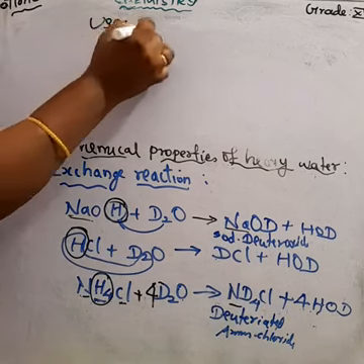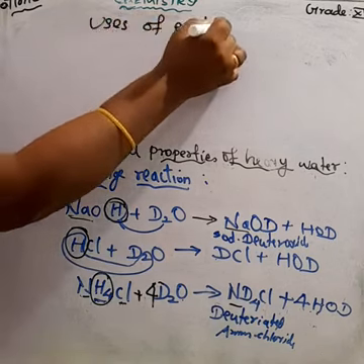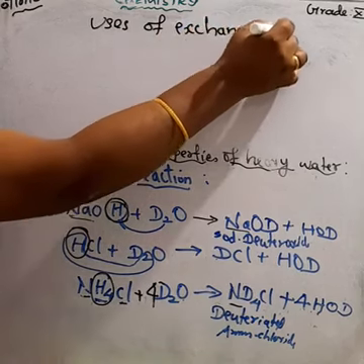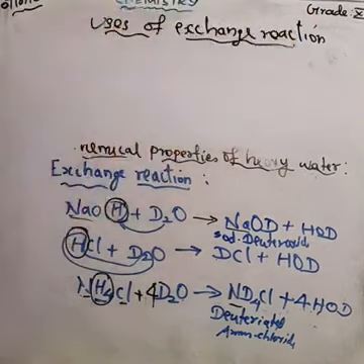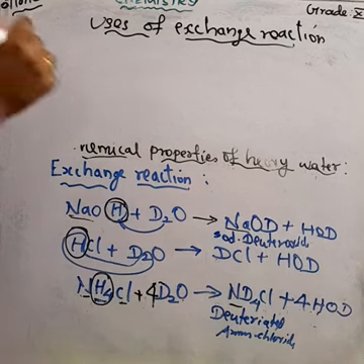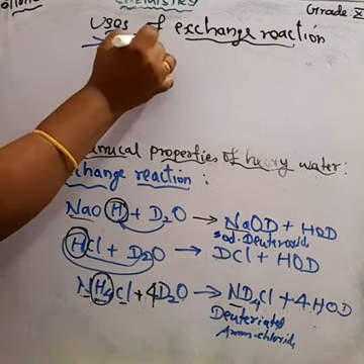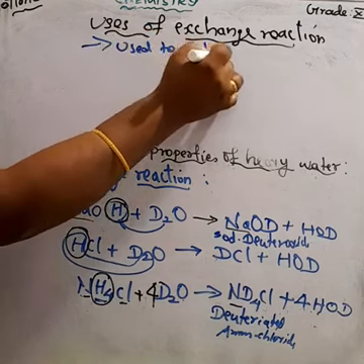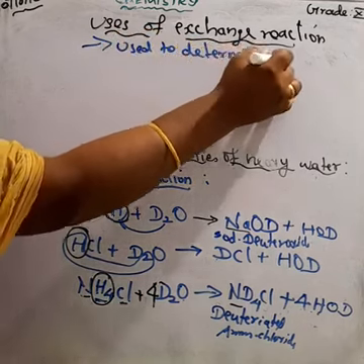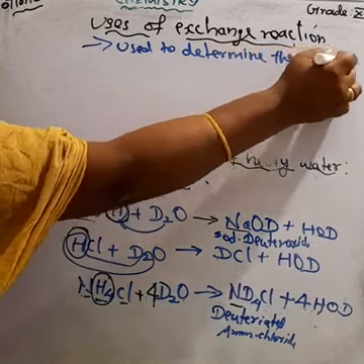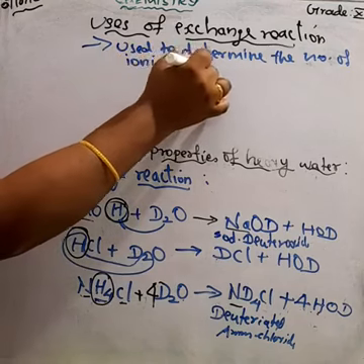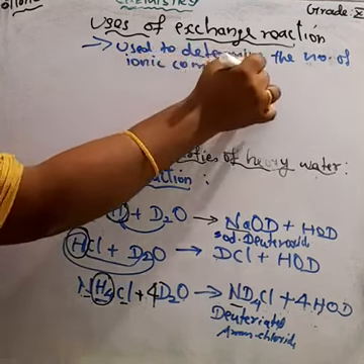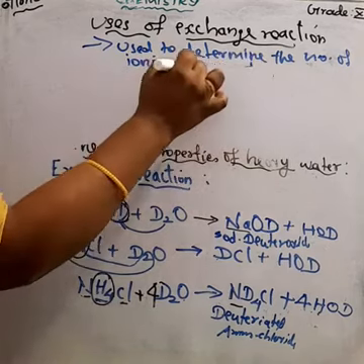What are the uses of exchange reactions? First use, these exchange reactions are useful to determine the number of ionic hydrogen present in a given compound. How many ionic hydrogens are there? All the ionic hydrogen can be replaced by the deuterium atom. So by the exchange reactions of deuterium oxide, we can determine how many ionic hydrogens are in a compound. This is one of the uses.